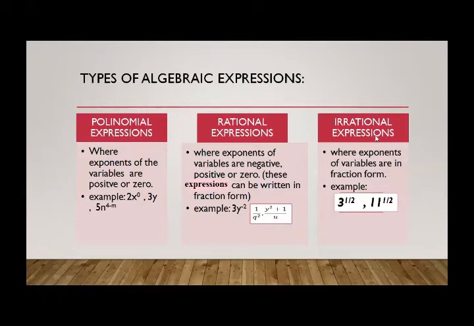The third one is irrational expression, according to definition, where exponents of variables are in fraction form. The examples are 3 raised to 1 upon 2 or 11 raised to 1 upon 2. 3 raised to 1 upon 2 can be written as root 3, or 11 raised to 1 upon 2 can be written as root 11.